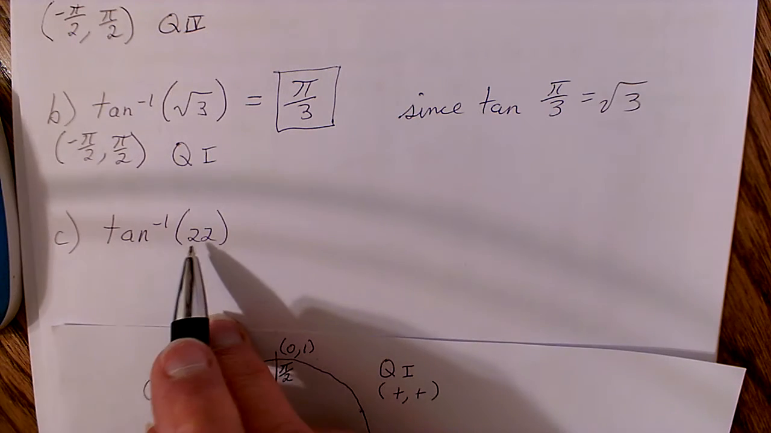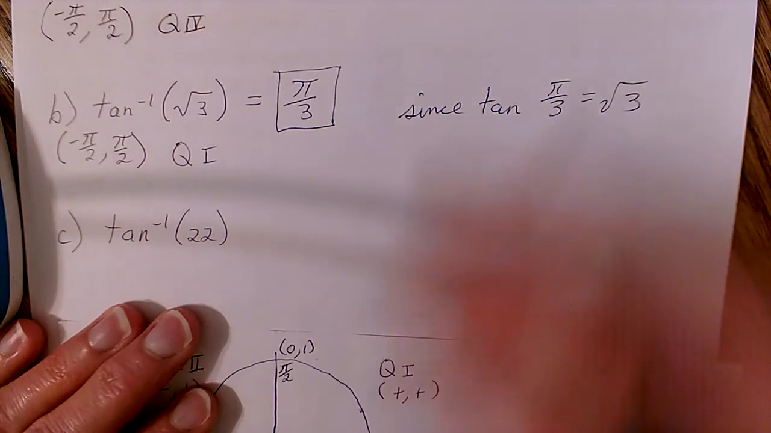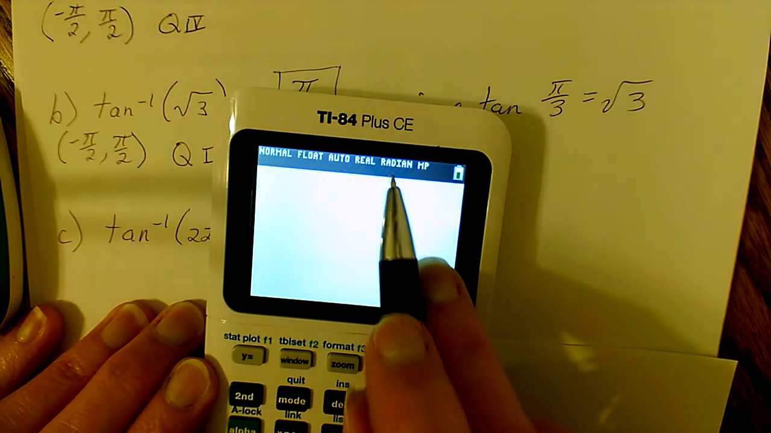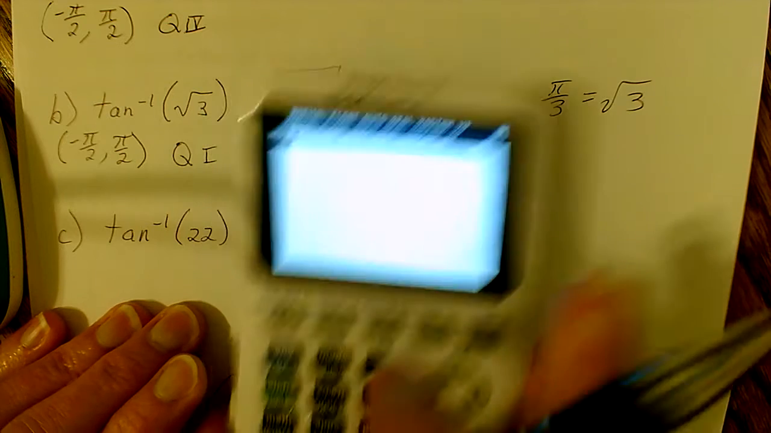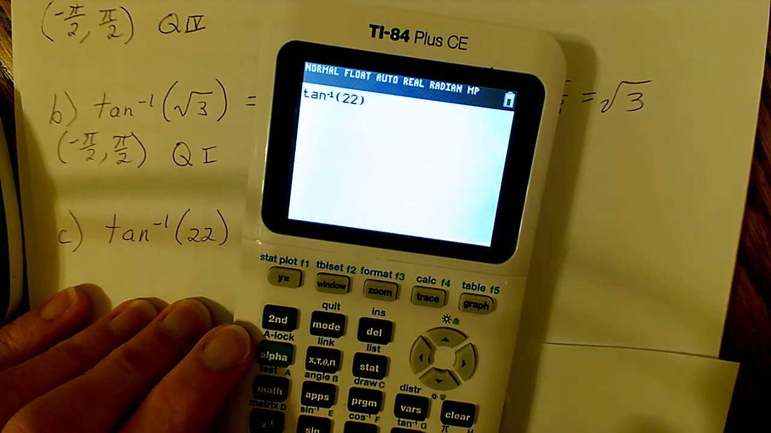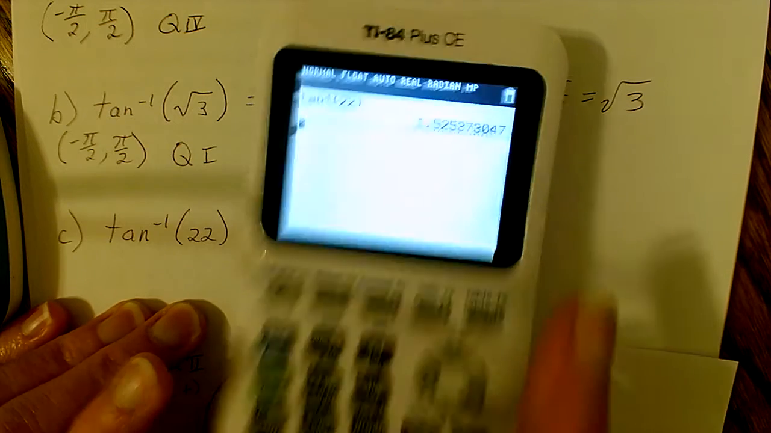Now this one isn't going to be something we know from the unit circle, so we'll have to bring the calculator down for this one. Again, always make sure you've got it in the right mode, and we do this time. It's in radians. So we want to know what is the inverse tangent of 22. What's the angle that gave me a tangent of 22?